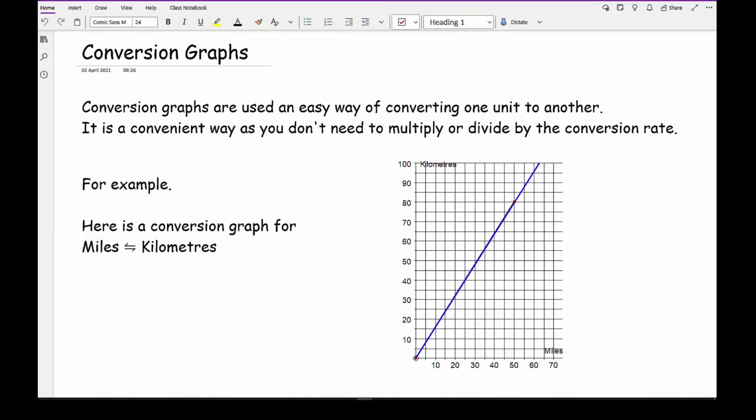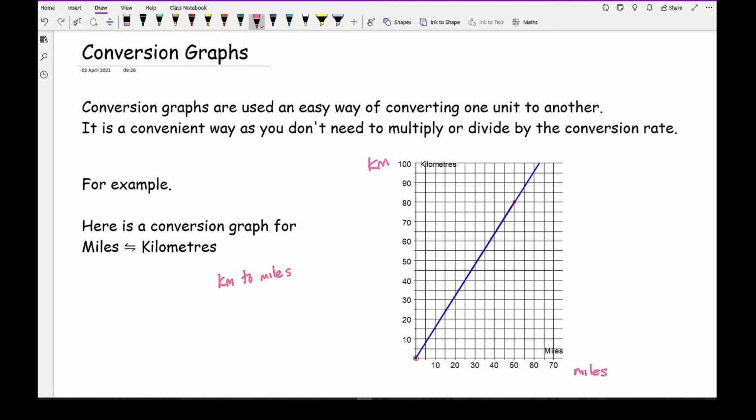How we use a conversion graph is you will have two units that are being converted. Here we've got kilometers going along our y-axis, the vertical axis, and miles on our x-axis, our horizontal values. If you're wanting to convert kilometers to miles, what you do is you find the kilometer value along our y-axis, or along our vertical axis.